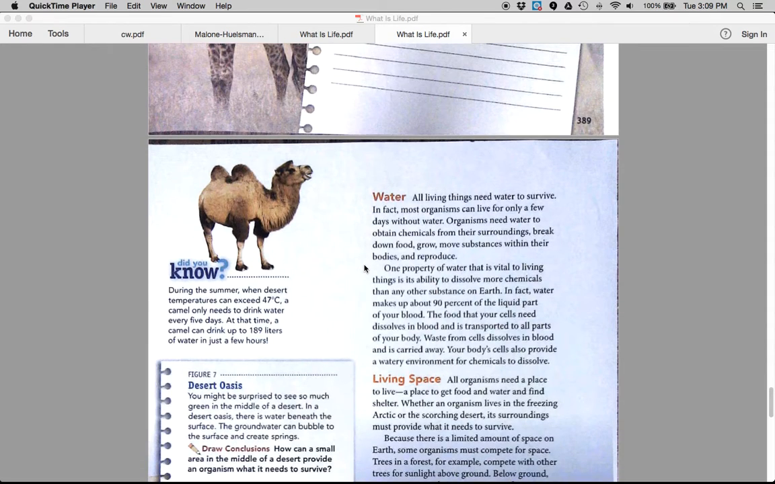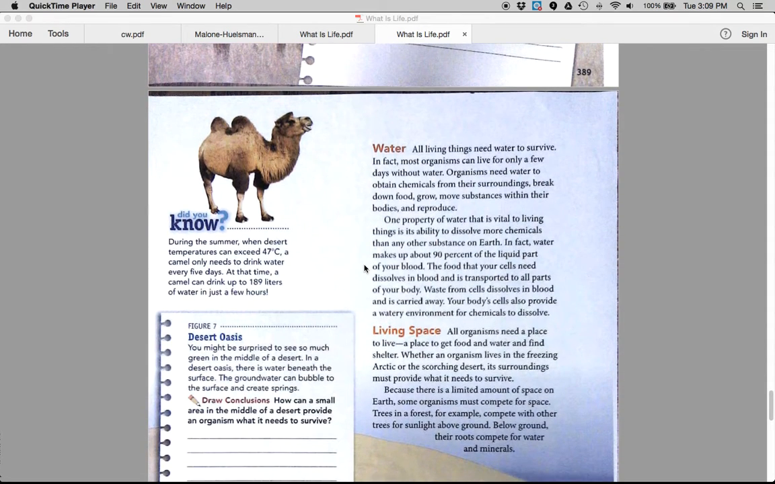All right, water. All living things need water to survive. In fact, most organisms can live only a few days without water. Organisms need water to obtain chemicals from their surroundings, break down food, grow, move substances within their bodies, and reproduce.